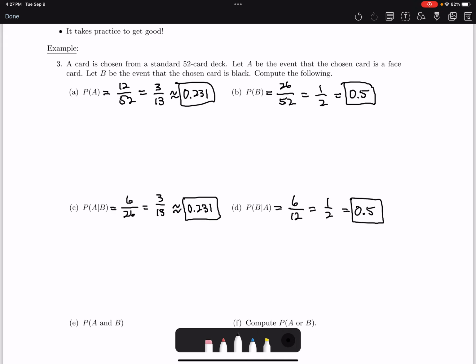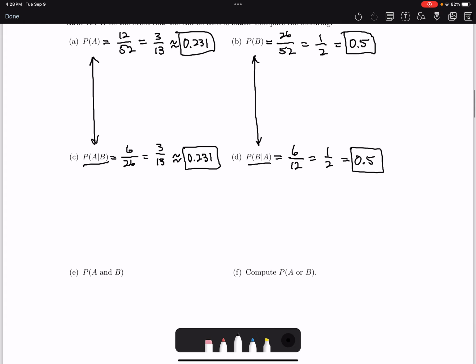Notice right off the bat that the probability of A given B is not the same thing as the probability of B given A. However, it is the case in this particular scenario that the probability of A is the same as the probability of A given B, and the probability of B is the same as the probability of B given A. What that means is that events A and B are independent, right? The occurrence of one does not affect the probability of the other event occurring. That's not something I'm going to drill down too hard on. Let's move forward. So part E asks for the probability of A and B.